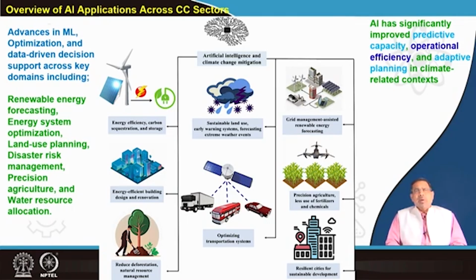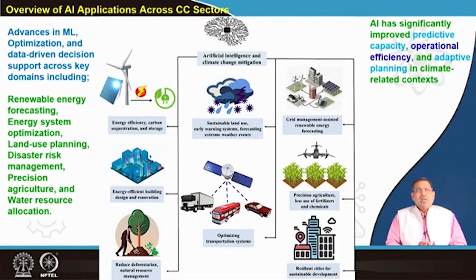So, the overview of AI applications across the climate change sectors are many. Here in terms of the depiction as far as the central figure is concerned, you see on the top there is the AI, that means artificial intelligence, and climate change mitigation. A kind of graphics has been given that imitates the neurons with several connectivity as we find in the brain.